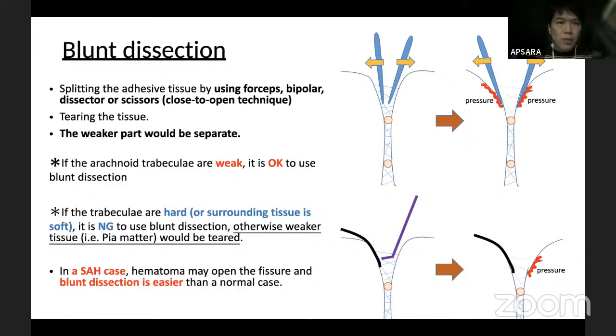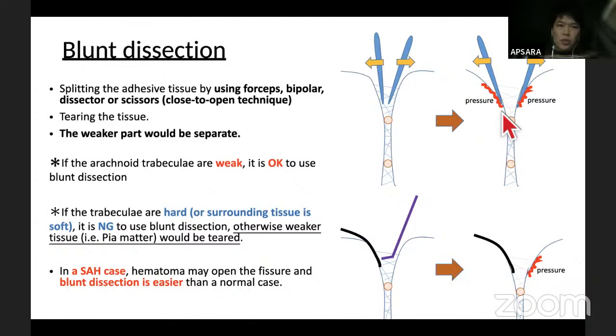If the arachnoid trabecula are weak, it is easy to separate without any damage. But this makes some pressure on the surrounding tissue. So if the pia is already damaged or there is some weak point like a hematoma, it's not a good way.